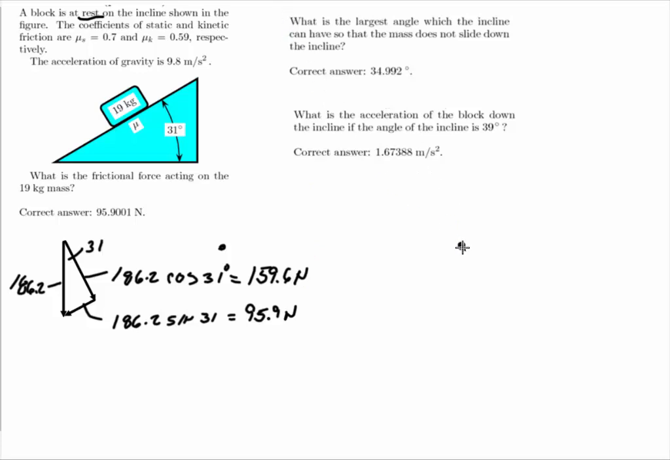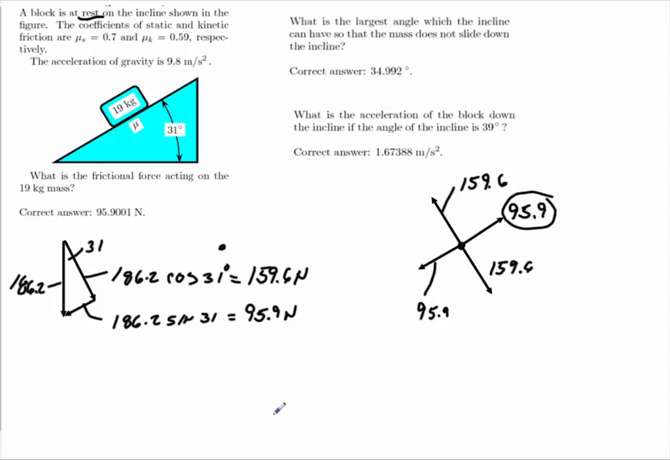Again, always draw these in the correct orientation. Do not draw these just straight up and down, because it's not going straight up and down. Now this object is at rest, so that means that this value here is going to be 95.9 also. This value here is going to be 159.6. This is going to be 95.9 here from this value here. This would be 159.6.